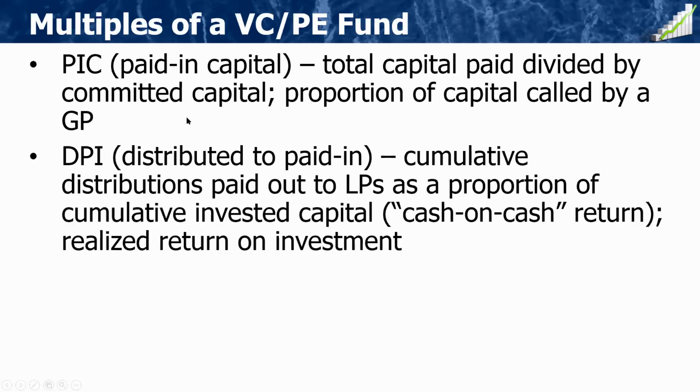There is another multiple called DPI, which is distributed to paid in. It's the cumulative distributions, all the distributions paid out to limited partners from the fund as a proportion of cumulative invested capital. So actually, it shows you the cash-on-cash returns without any IRRs. And it shows you the realized return on investment.